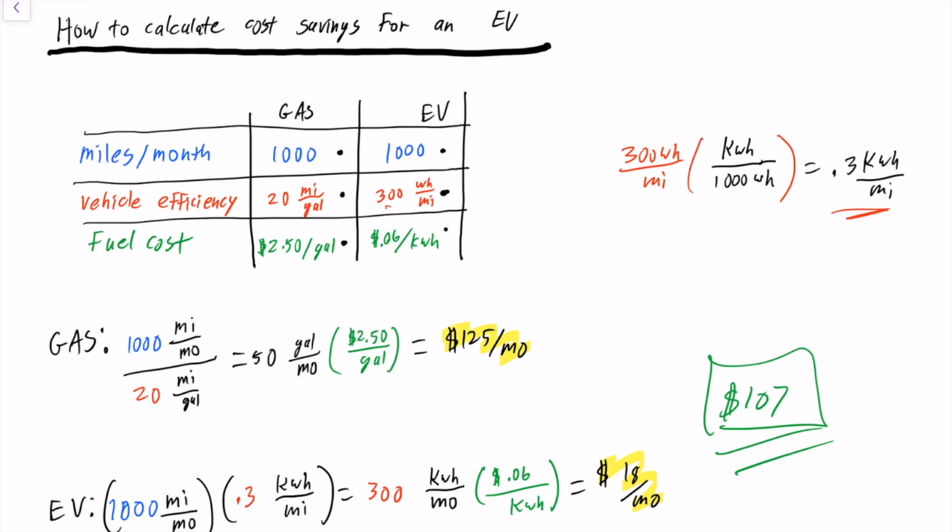So that's my example. If you want to know how much you're going to save for purchasing an electric vehicle, just take your own numbers and fill them in. Again, you're going to need to understand how many miles per month that you drive. You'll need to understand how efficient that vehicle is, and then you'll need to understand the amounts that you might be paying for fuel and electricity.